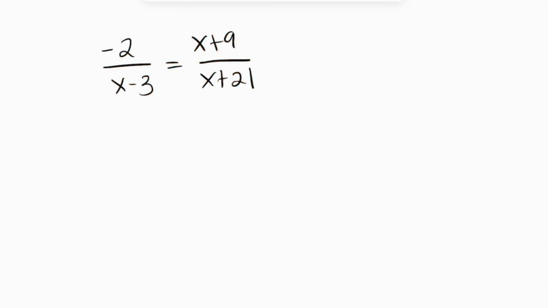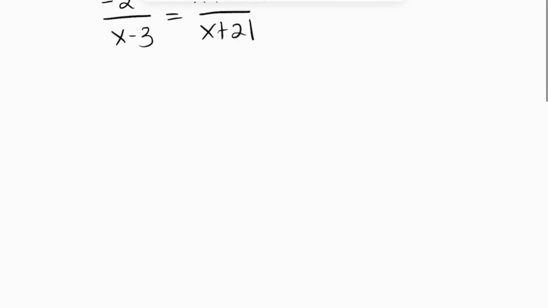Before we start cross-multiplying, we need to look at the denominators. The denominators are the expressions on the bottom of the fractions. In this problem, the denominators are x minus 3 and x plus 21. In math, we are not allowed to divide by 0. If the denominator equals 0, the entire fraction becomes undefined. So the very first step is to figure out what values of x would make each denominator equal to 0.